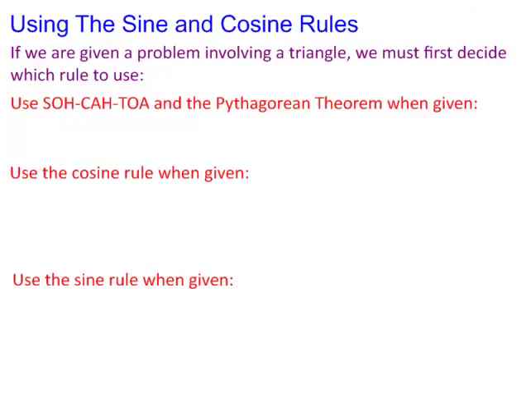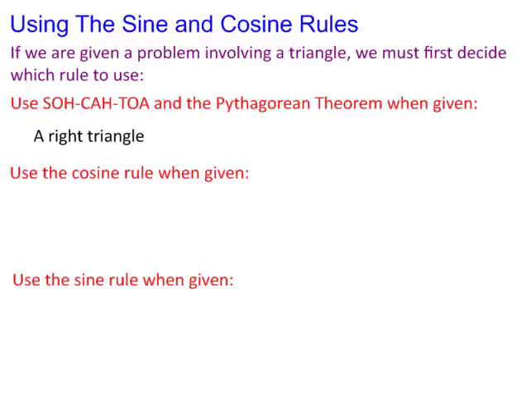Now, just as a summary of triangles: if we're given a problem involving a triangle, we need to decide how to solve that problem. My suggestion would be to start with the easiest thing first, which is what we know best, SOHCAHTOA and the Pythagorean theorem. We can use that when the triangle given is a right triangle. We can't use it for a non-right triangle.